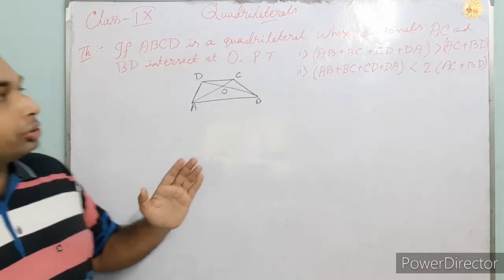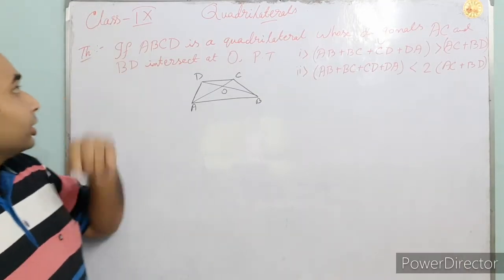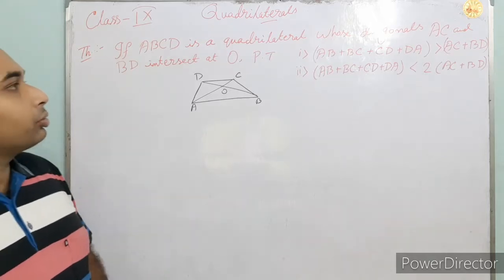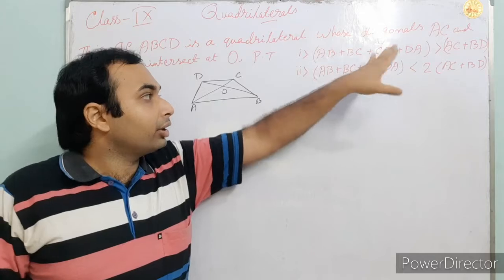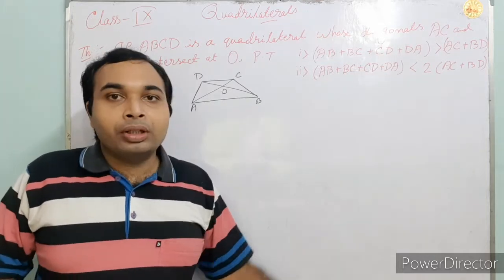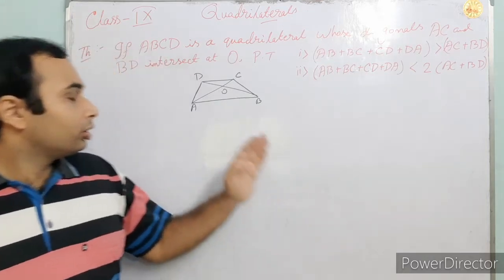The theorem we are going to do is this: if ABCD is a quadrilateral whose diagonals AC and BD intersect at O, prove that these two results hold. You have to prove those.